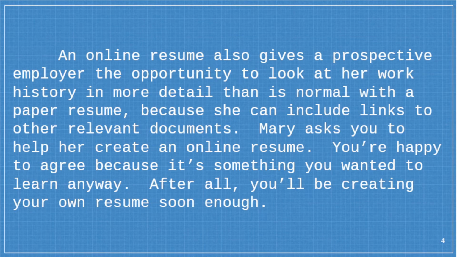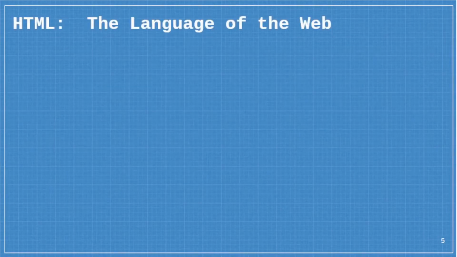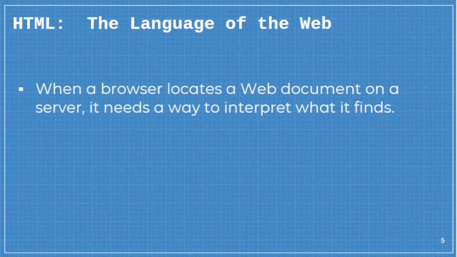Okay? But before we go deeper, let's first talk about HTML as the language of the web. Just a quick one. Now, when a browser locates a web document on a server, it needs a way to interpret what it finds. Okay, so it tries to think of what the document it is trying to read.